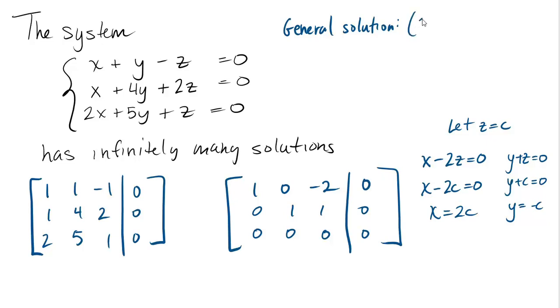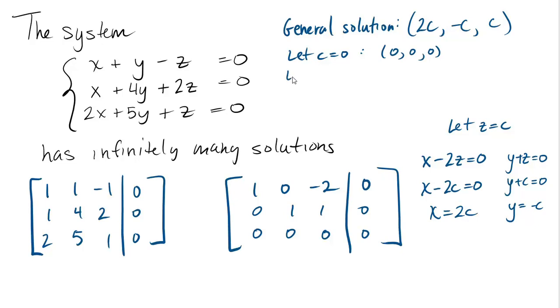So my x-coordinate is 2 times c, my y-coordinate is the negation of c, and my z-coordinate is c, because I let z equal c. And this is a recipe that will generate every solution to this system. For example, let c equal 0 in our general solution. If c equals 0, then I get 2 times 0, which is 0. I get the negation of 0, which is 0, and I get 0 at the end. And 0, 0, 0 is the solution that we just eyeballed at the beginning.